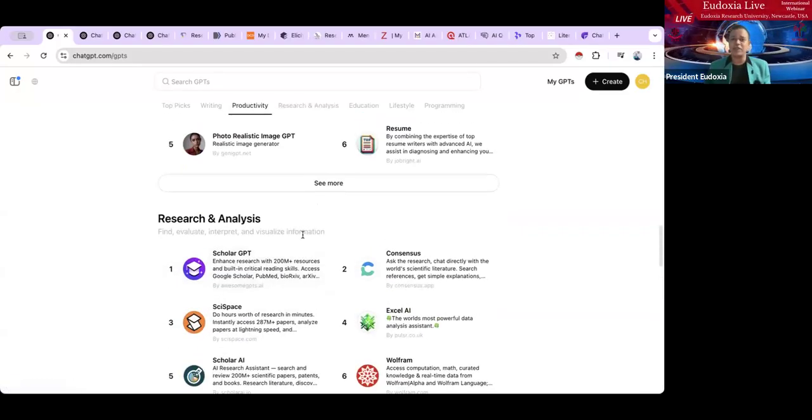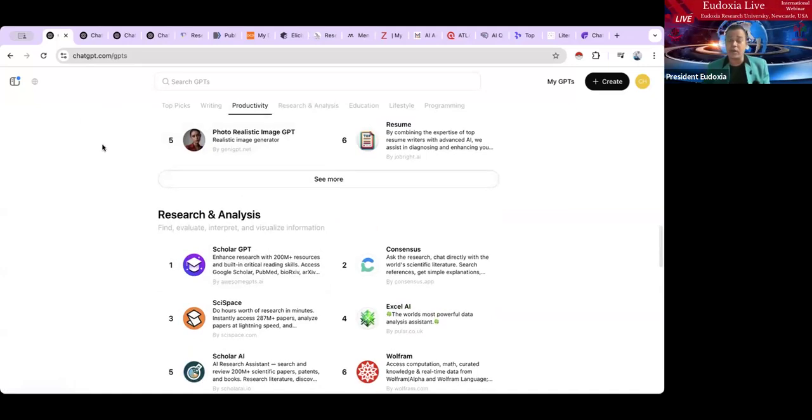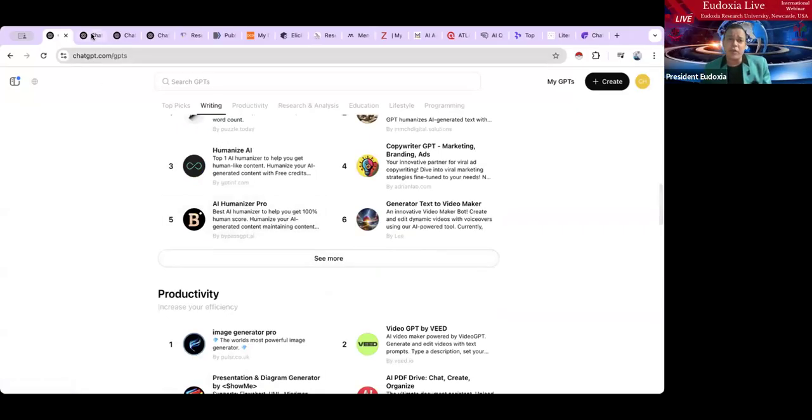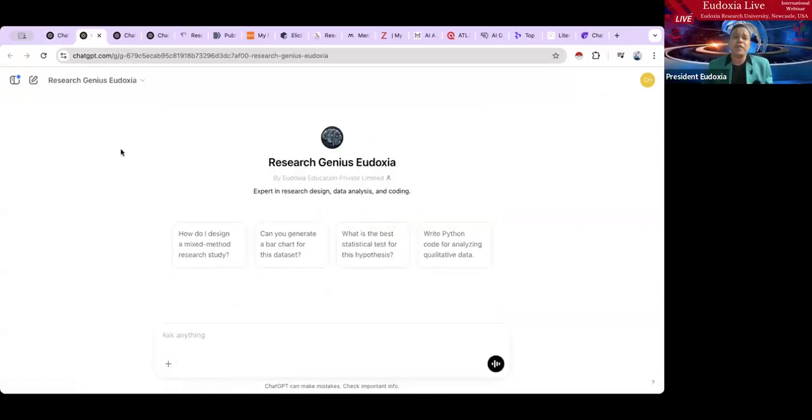If you want to search for our GPT, you can go to the GPT Store. Like earlier there were Play Stores for searching our software, now the GPT Store is there to search GPT technology. Now let us move forward with my first GPT. I am showing you Research Genius Eudoxia. It is one of the most trending GPTs and it is developed by Eudoxia Education Private Limited. We have developed that one.